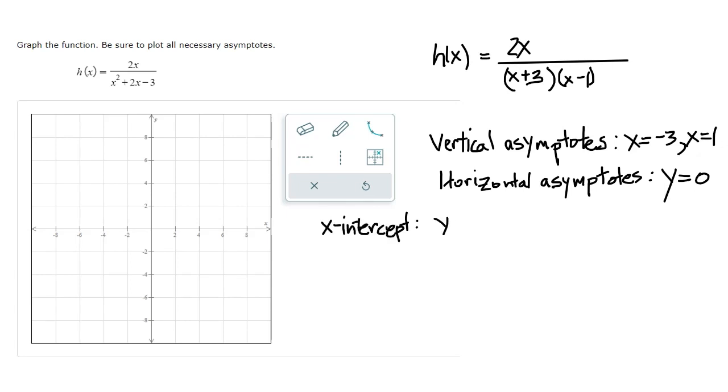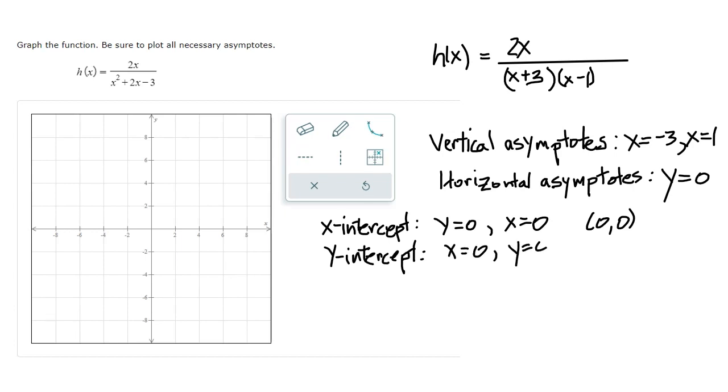When y equals 0, I can easily find that x is also 0, so the x-intercept is (0, 0). The y-intercept, that's when x equals 0, and it turns out that gives me y equals 0 as well. So the x-intercept and the y-intercept are both at the origin.